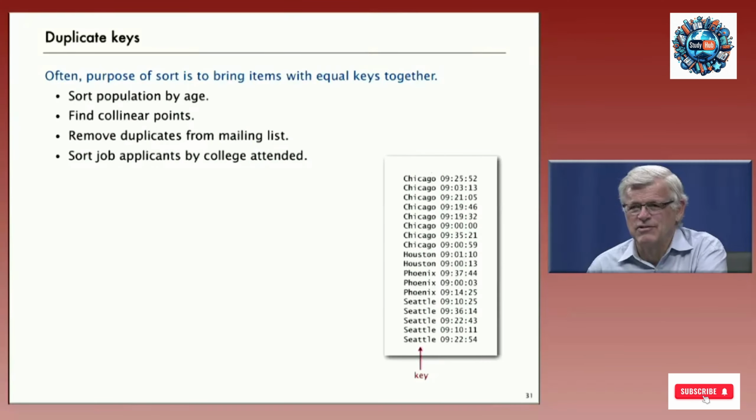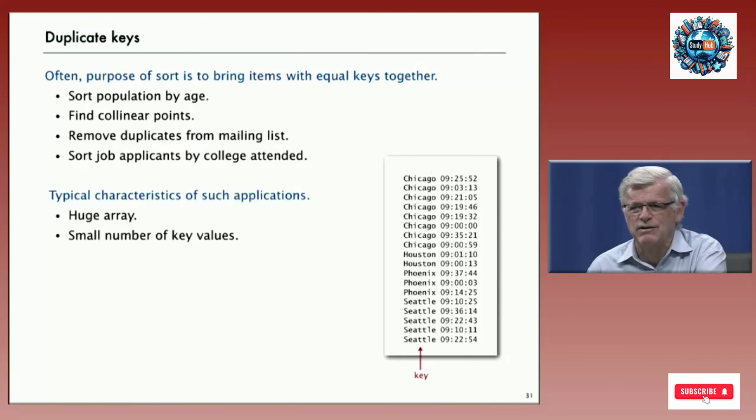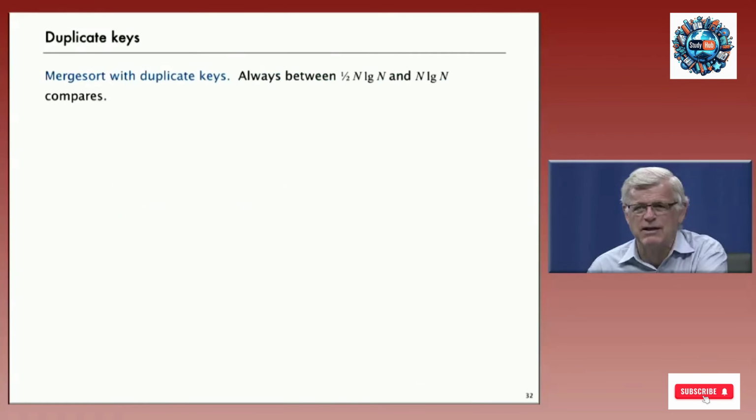And there's plenty of other examples like that in data processing, where we maybe remove duplicates from a mailing list, or with all the job applicants that we get, we might want to sort them by the college attended. So there are huge files with huge numbers of duplicate keys. So for our sort, it's worthwhile to take a careful look at what the implication of that is. Again, typical characteristics: we have a huge file, but a small number of different key values. So let's look at our algorithms in that situation.